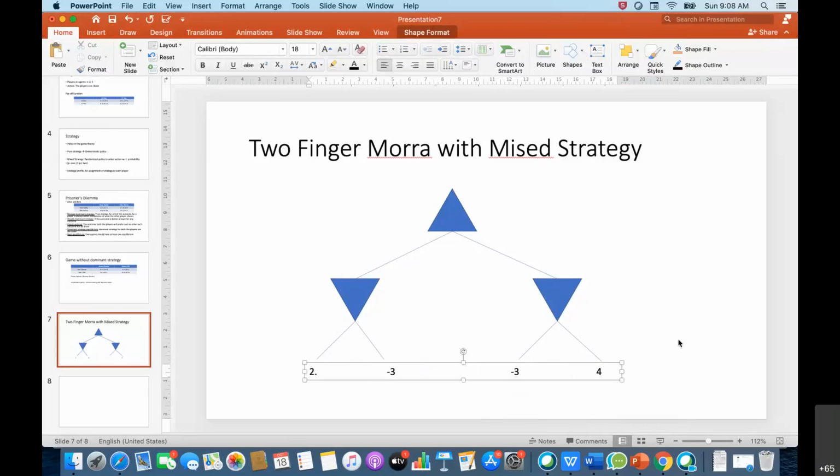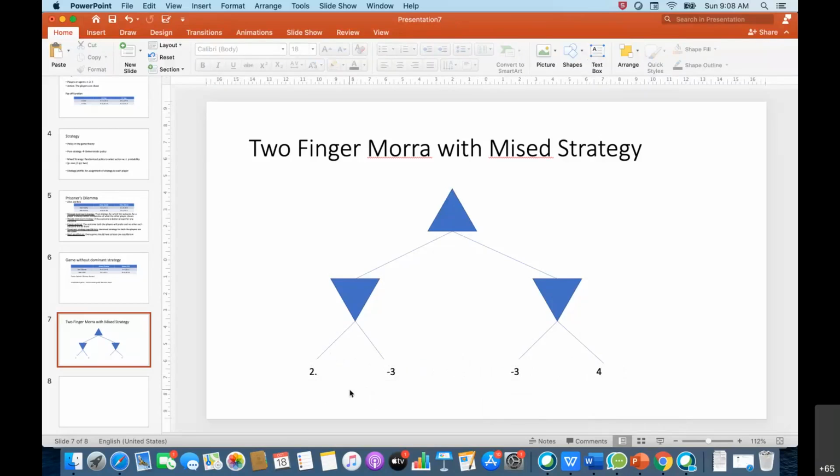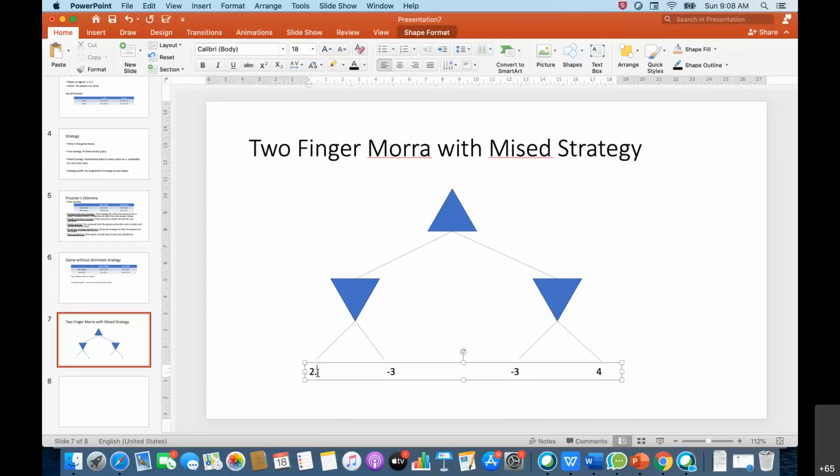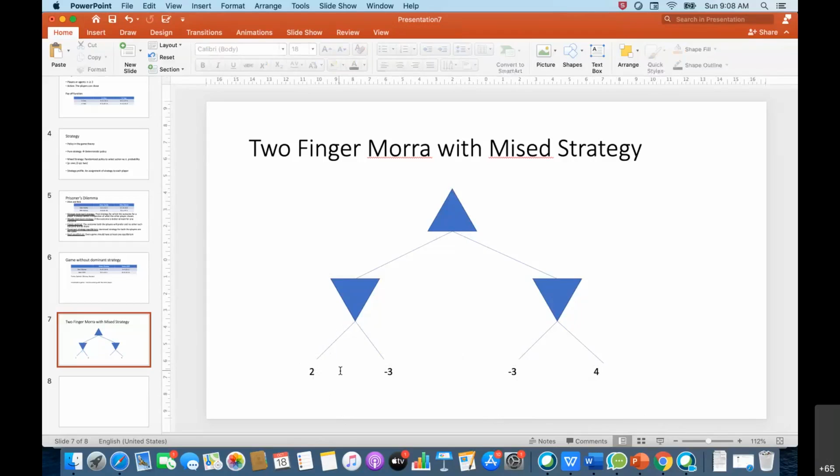Now say there are two options for E. E can either show one finger or it can show two fingers. Now if E shows one finger, there are two possibilities for O: it will again show one finger or two fingers. If E shows one finger and O shows one finger, then the total will become 2 and E is going to gain +2.